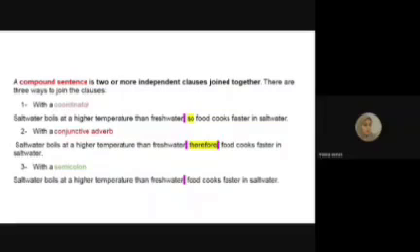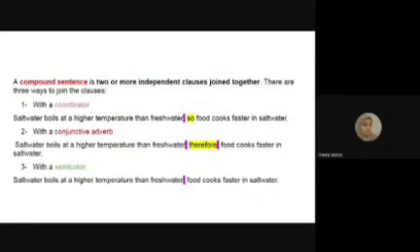We have three ways to write compound sentences. Either we join the independent clauses by using a coordinator, or a conjunctive adverb, or a semicolon. The first kind is with a coordinator. Let's see this example that shows how to form a compound sentence by using a coordinator and how to punctuate such sentences. Salt water boils at a higher temperature than fresh water. Salt water is the subject, boils is the verb, and we have a complement.